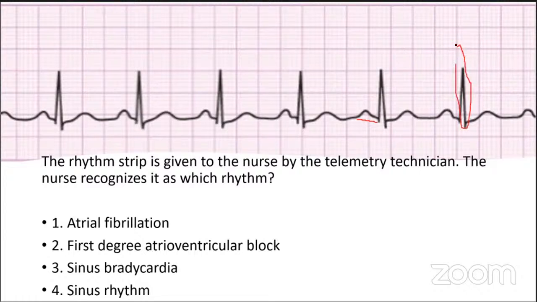That's in layman's terms, but if we want to use the right terminology, we want our QRS complex to be less than 0.12 seconds. We'll talk about this in the core content, but just by looking at the legs, are they almost touching? Are they close together? If they're close together, we say it's narrow. If they are wide apart, we say it is wide. So number 4 would be my correct option because this is a normal sinus rhythm.